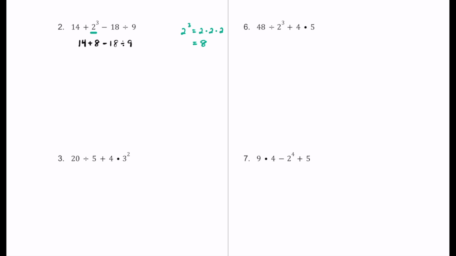We have 3 operations left here, but division is going to be the most important. So we're going to do 18 divided by 9, which is 2. So let's just copy this 14 plus 8 and then take away 2. We have addition and subtraction, they're equals, but the addition comes first to the left. 14 plus 8 is going to be 22, so we have 22 minus 2. And 22 minus 2 is equal to 20.